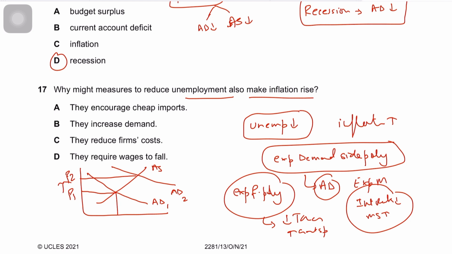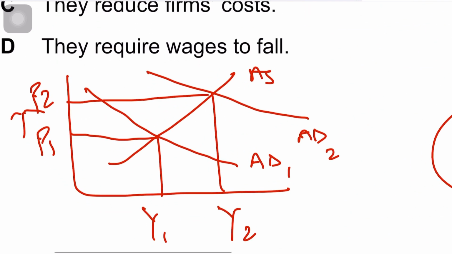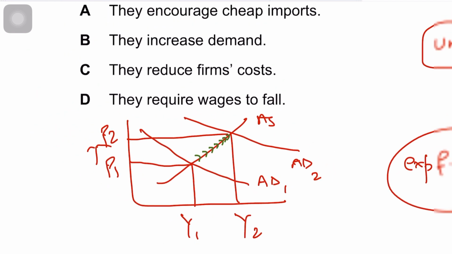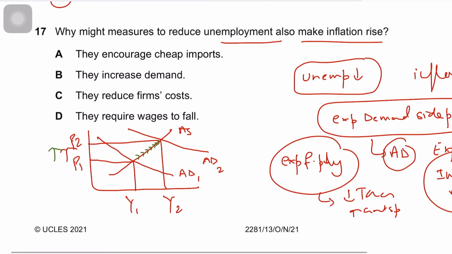Although this will reduce unemployment, when aggregate demand goes up, your aggregate supply would extend, right? Because firms would hire more labor to create more real GDP and more output. That would reduce unemployment, but at the same time, it would create inflationary pressures as well. So 17 should be B. They increase demand, because these measures increase aggregate demand but result in inflationary pressures.